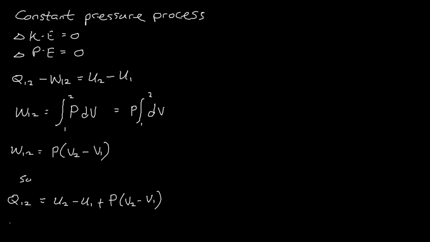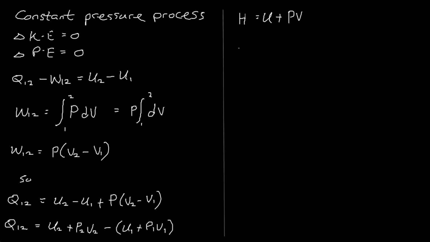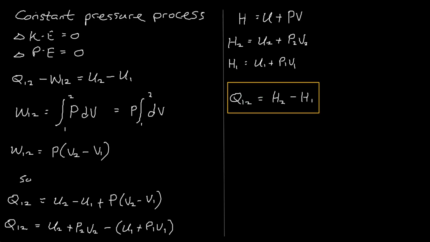We can expand and rearrange this, so we get Q12 equals (U2 plus P2V2) minus (U1 plus P1V1). P is equal to P1 and P2 since it is constant. Remember, we defined enthalpy as the sum of the internal energy and the product PV, H equals U plus PV. So H2 equals U2 plus P2V2 and H1 equals U1 plus P1V1. This means that the heat supplied in this process, Q12, equals H2 minus H1. And this means that the heat transfer in a constant pressure quasi-equilibrium process is equal to the change in enthalpy. We're going to need this relation when we discuss specific heats.